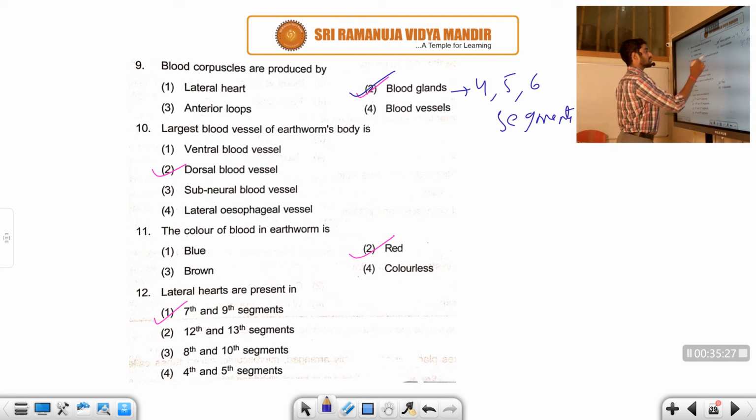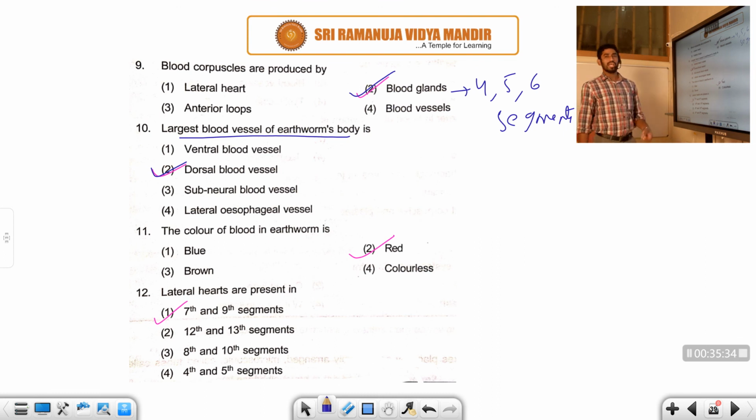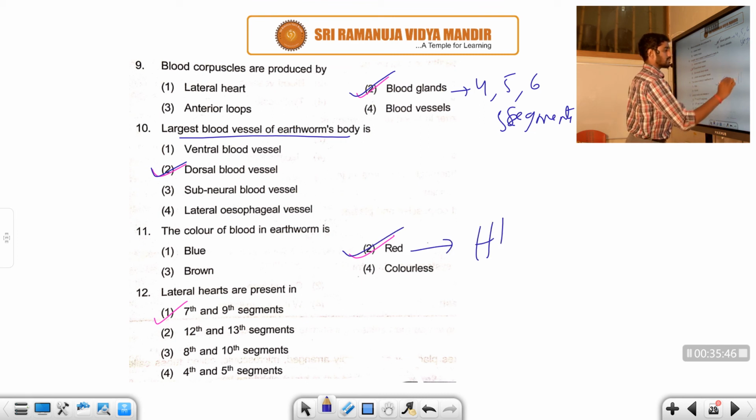The largest blood vessel of the earthworm body is, no doubt, the dorsal blood vessel, because it is also very thick and has walls, so that is the largest. This is a direct question. The color of the blood in the earthworm is red. The red color is due to the presence of hemoglobin, right?